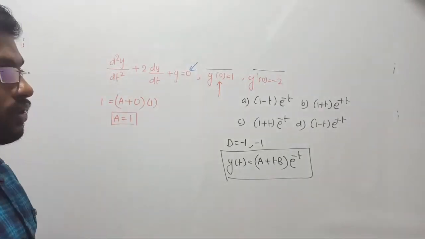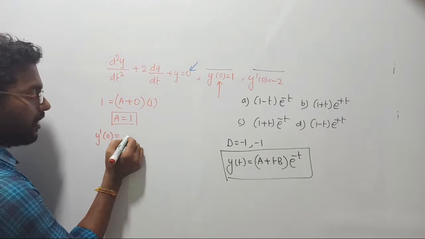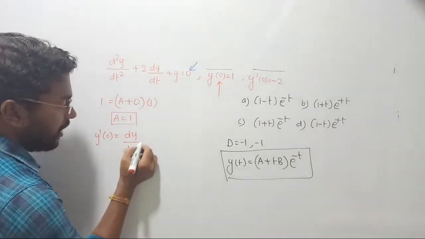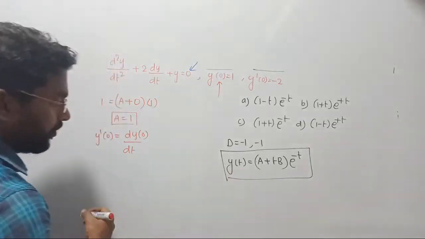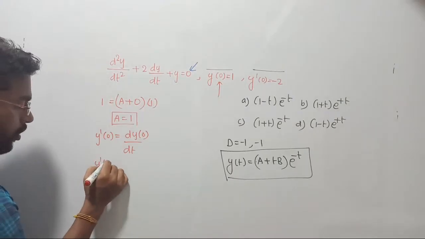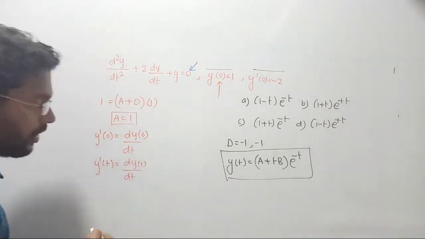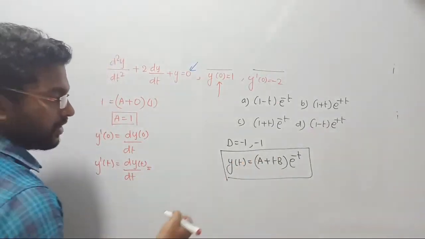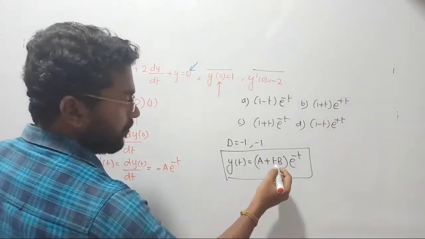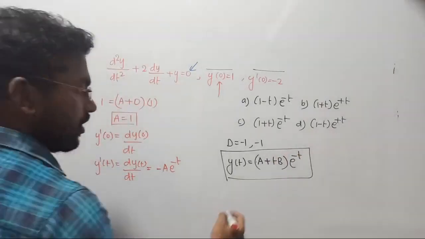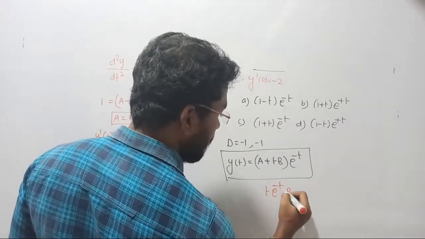Now y dash of 0 equal to -2. What do they mean? Listen guys, y dash of 0 can be rewritten as dy upon dt at t equal to 0. That is the meaning of y dash of 0. So we should obtain the value of y dash of t first. For that, you have to obtain dy of t with respect to dt. If I take differentiation for this function, a into e power minus t will become minus a into e power minus t, and then we should do the same thing for the second part. In the second case, we have t into e power minus t into b.